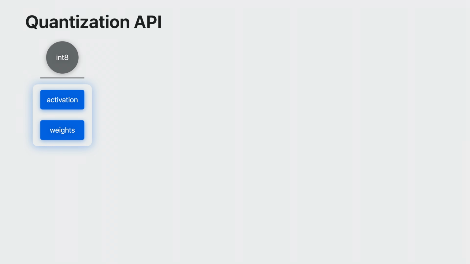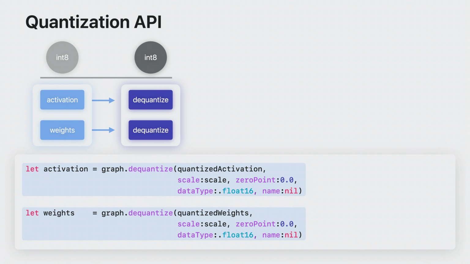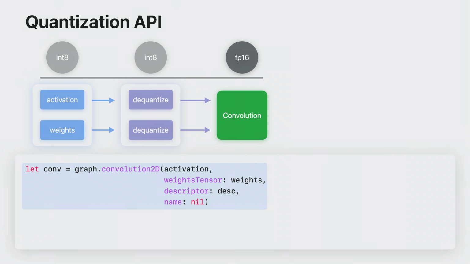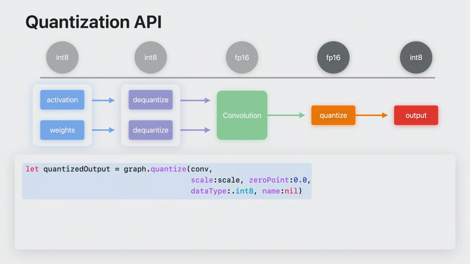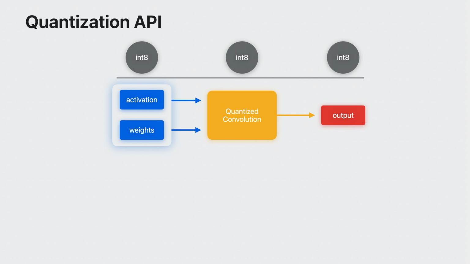Now, let's delve into using quantized computations through an example, starting with activation and weights in an int8 format as the inputs. These inputs are dequantized to floating point format using the dequantize tensor op in MPS Graph. Now, the floating point inputs can be fed into a convolution operation. The resulting floating point tensor can then be quantized back to int8 using the quantize tensor op. MPS Graph will automatically fuse all of these kernels into a single operation, therefore saving memory bandwidth and potentially improving performance. And this is how you can use the quantization support in MPS Graph.